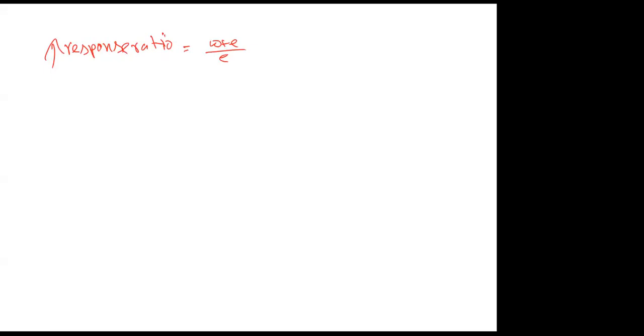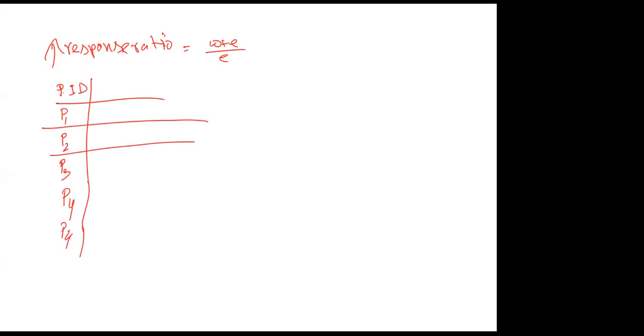Now we have a total of 5 processes, and of course we have the process ID. We consider here P1, P2, P3, P4, and P5. We have a total of 5 processes.